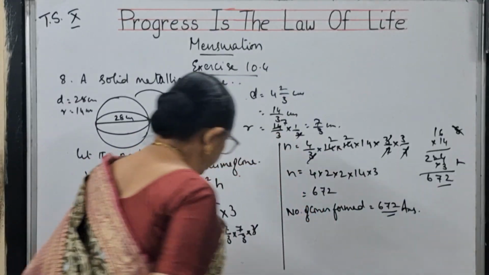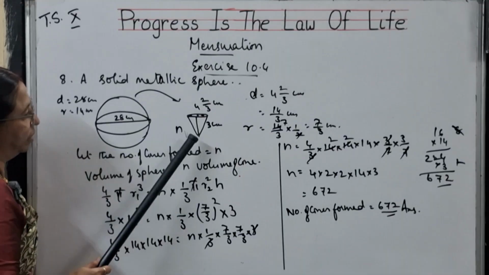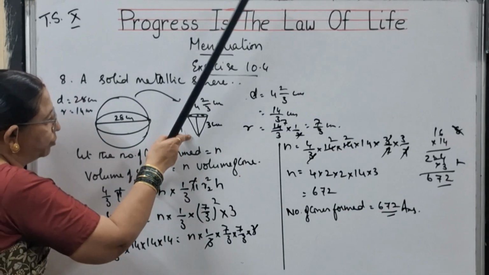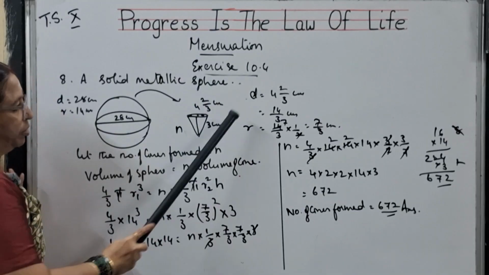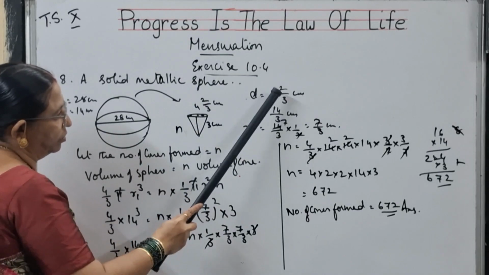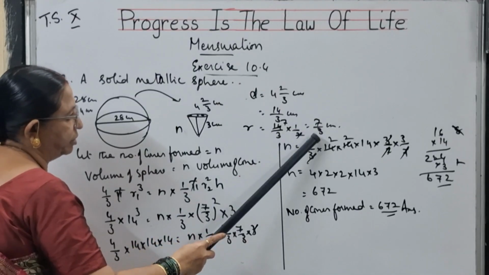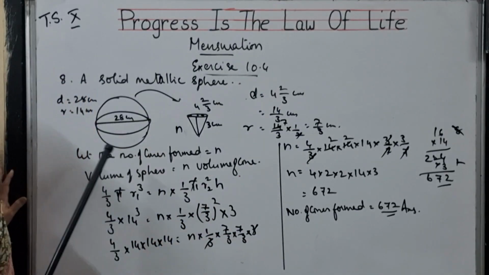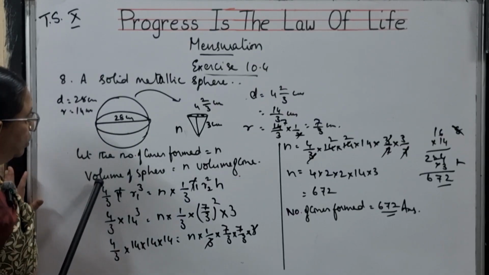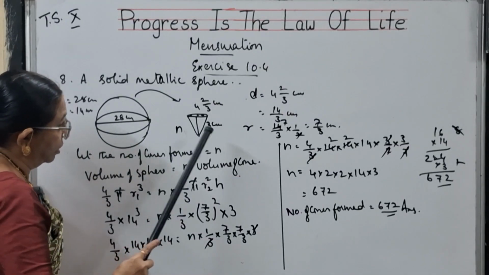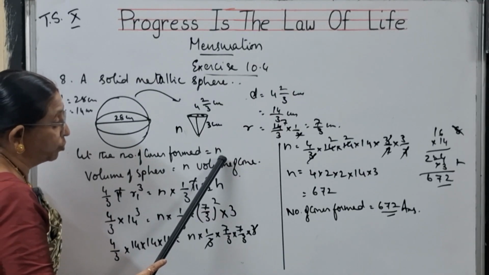So, let me explain once again. See, there is a sphere. This sphere is melted and converted into n number of cones. The cone diameter they have given is 4 2/3 centimeters. I converted the mixed fraction into an improper fraction, and divided by 2, so 7/3 centimeters is the radius. Here diameter 28 means radius is 14. So what is happening? The sphere is converted into cones, and we are taking the number of cones as n.